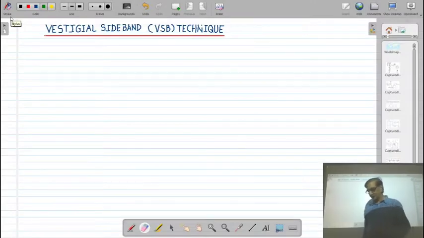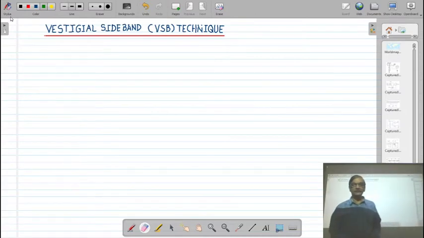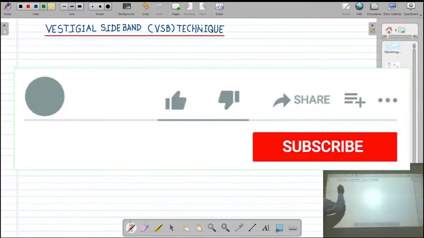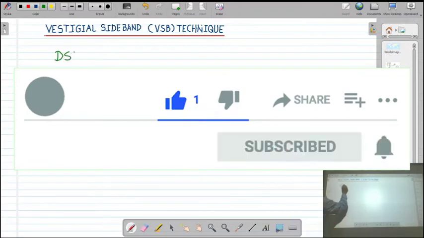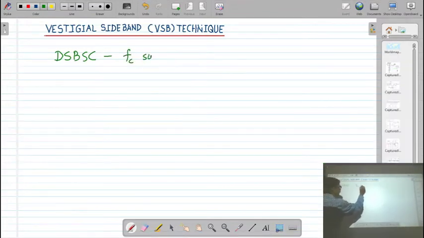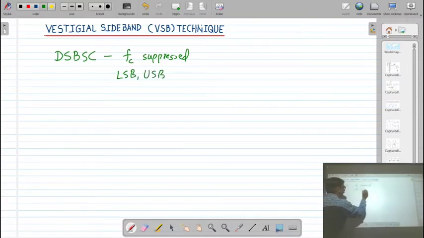We are going to discuss one more amplitude modulation technique, and that is the vestigial sideband technique. So far we have discussed two techniques. One is the DSBSC technique. In the DSBSC technique, your carrier frequency Fc is going to be suppressed, and the lower sideband frequency and upper sideband frequency are going to be transmitted.